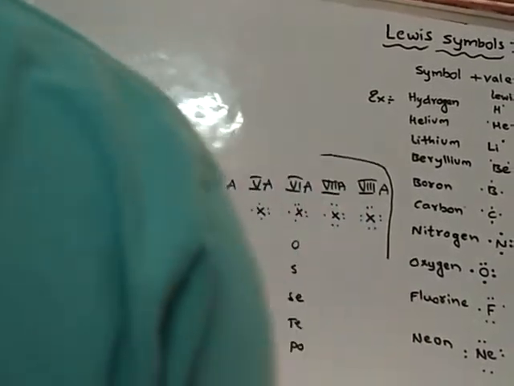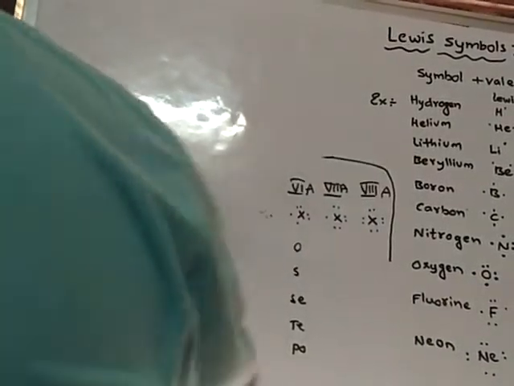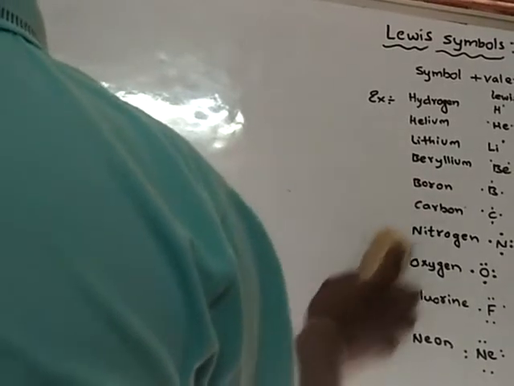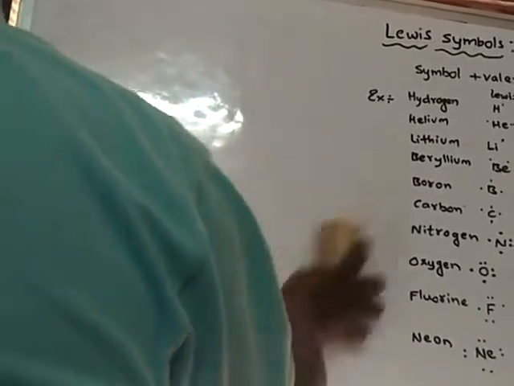And one more thing. In our previous class, we were discussing the redistribution of electrons: how the electrons are redistributed, and how redistribution is achieved.